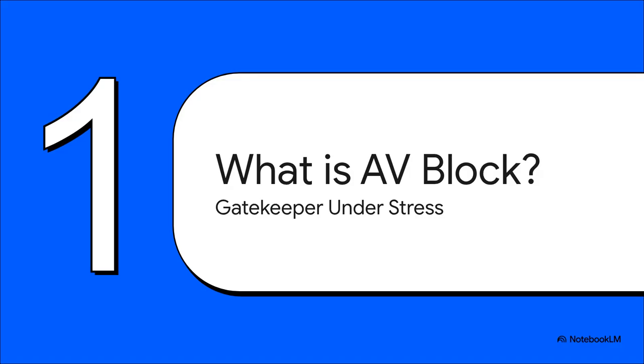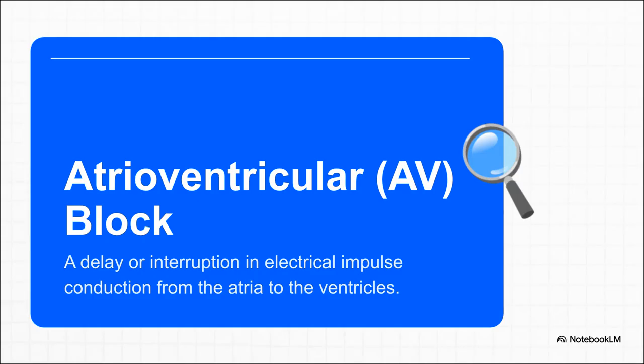First things first, what are we actually talking about when we say atrioventricular block, or AV block? At its heart, pun intended, AV block is just a communication problem. It's a glitch in the electrical signal traveling from the top chambers of the heart, the atria, down to the bottom chambers, the ventricles. The signal is either too slow, or sometimes it just doesn't get through at all.